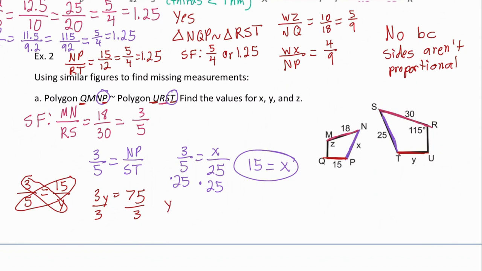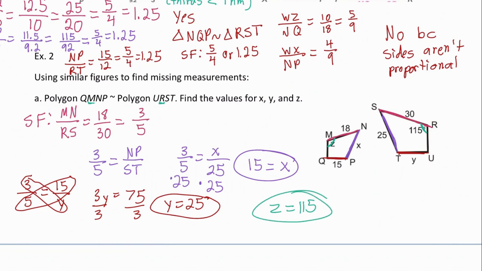And so we should get that y equals 25. Okay. And then lastly, it asks us to find z. So z is referring to this angle. So that's angle M. And again, we want to look at what angle does that correspond with. Well, angle M is corresponding with angle R. And we know what angle R is. Angle R is 115. So those are congruent. So we can say z is equal to 115.